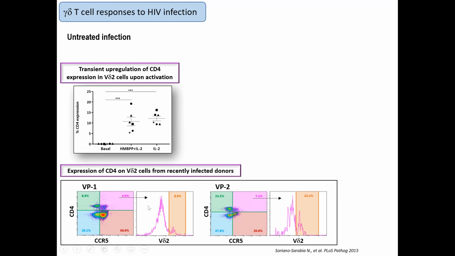And we could also confirm this expression in people living with HIV who were very recently infected, less than 3 weeks. We were very lucky to pick 5 of these individuals. And we could see variable expression of CD4 in these individuals, up to 22%.